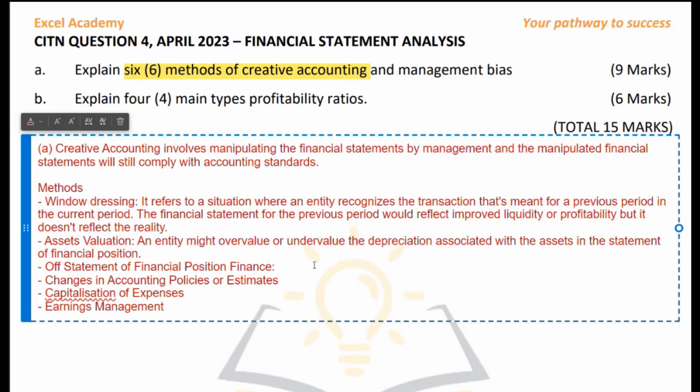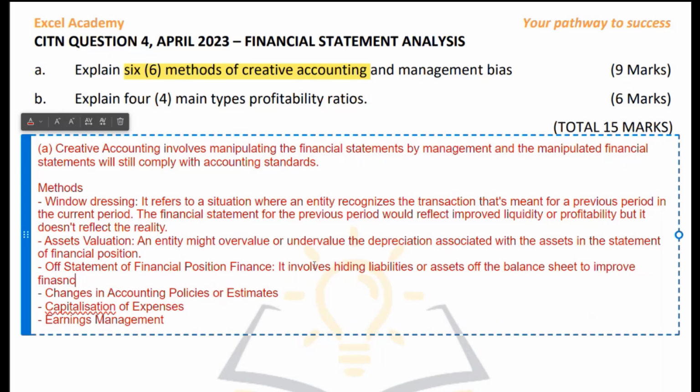So let's now look at the off statement of financial position finance. This involves hiding liabilities or assets off the balance sheet to improve financial ratios. An entity might decide to not recognize assets or liabilities in the financial position, just to make our ratios look attractive, but that's not the right thing to do. Majority of transactions should be recorded as at the period in which they relate to.